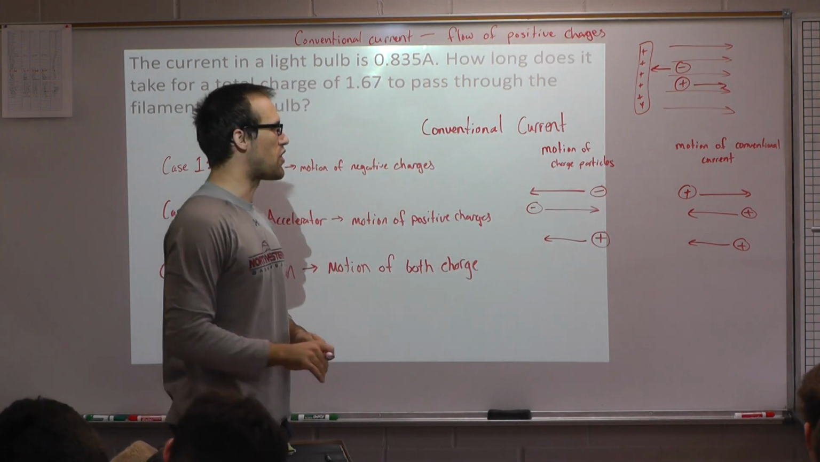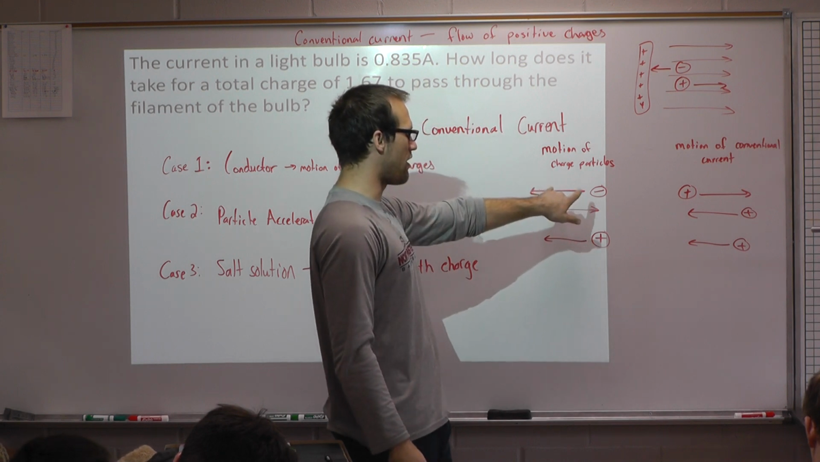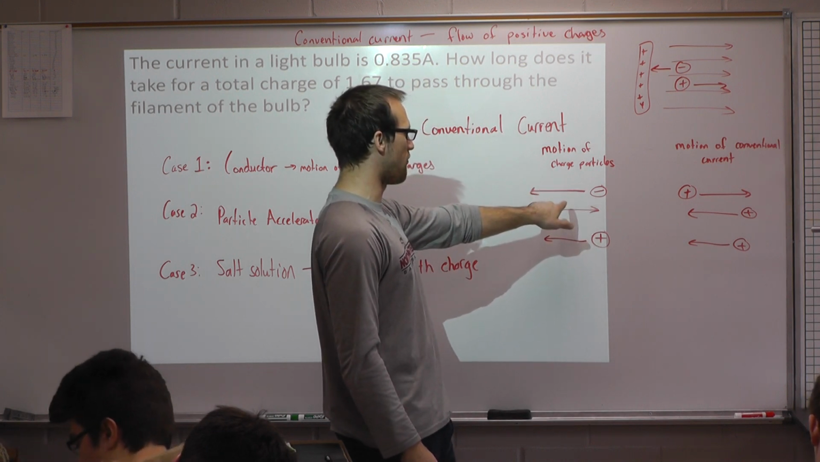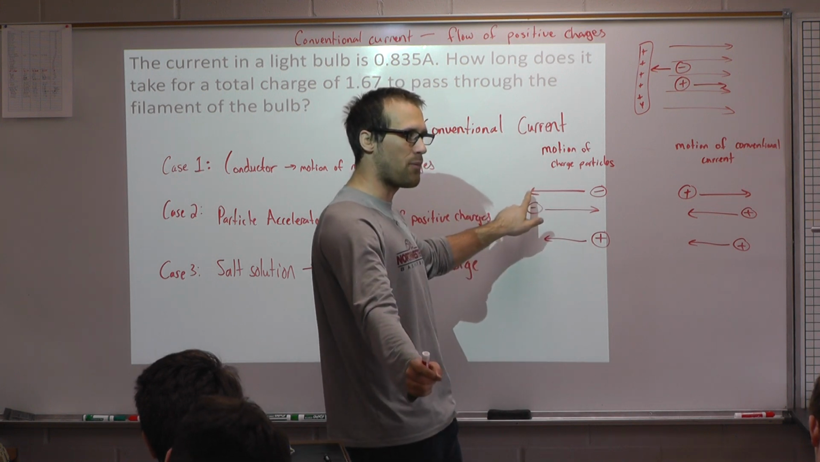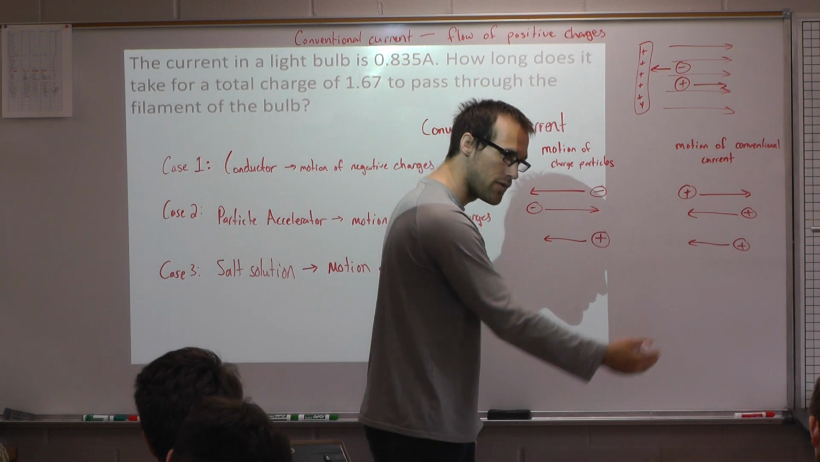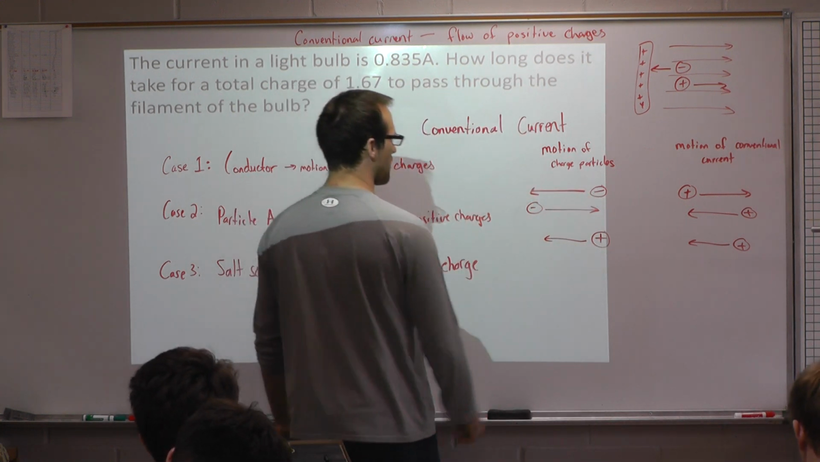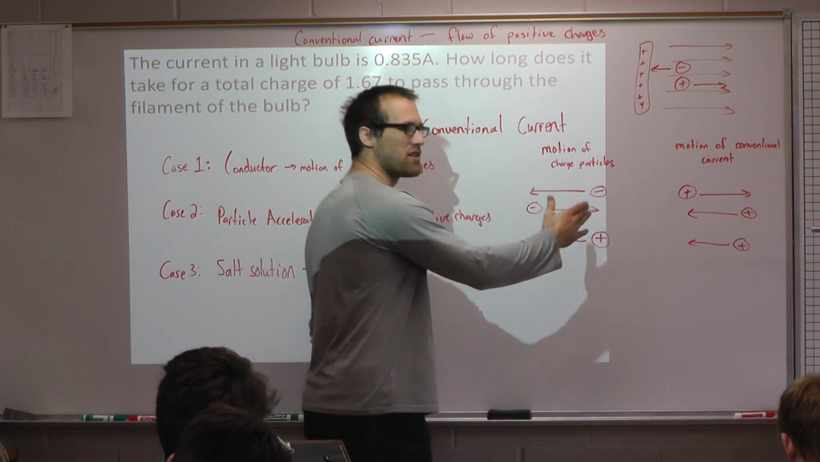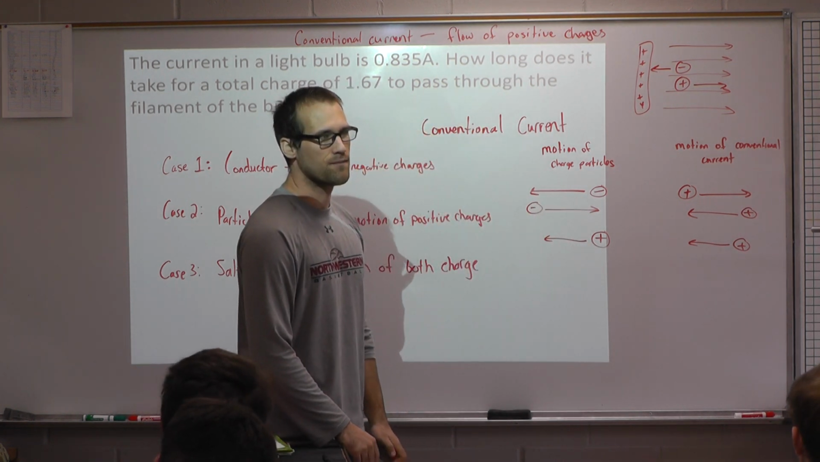So conventional current is saying, if I have a negatively charged particle in a certain field, and that negatively charged particle goes left, if I were to place a positive charged particle in that same electric field, what would it do? It would go to the right. So if I said, what is the conventional current of a negative going to the right? You would all say a positive going to the left.